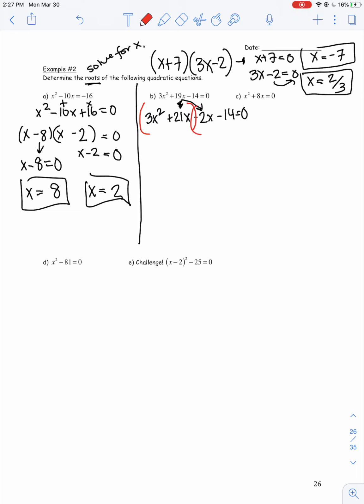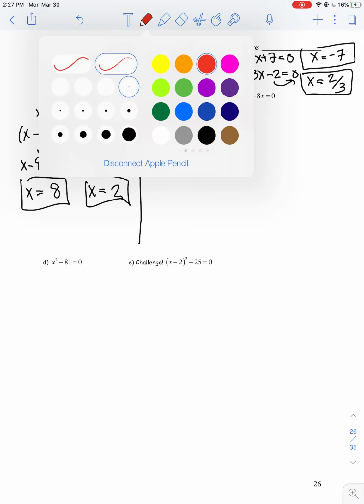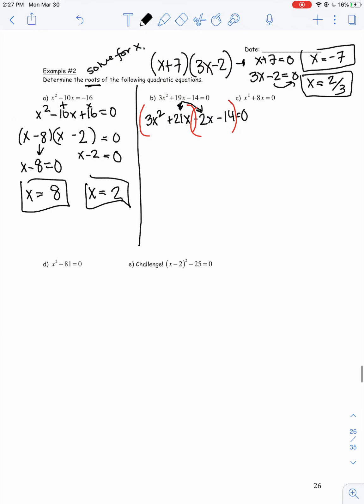And then what you do is you put brackets around your first two terms, brackets around your last two terms. And then you're going to factor out the greatest common factor. So for example, here I can take out a 3 and an x from the first bracket, leaving me with x plus 7. The second bracket, what's common is a negative 2, leaving me with x plus 7. How you know you did this properly is if these two brackets are identical.